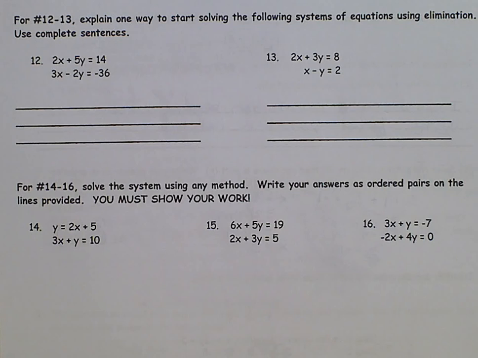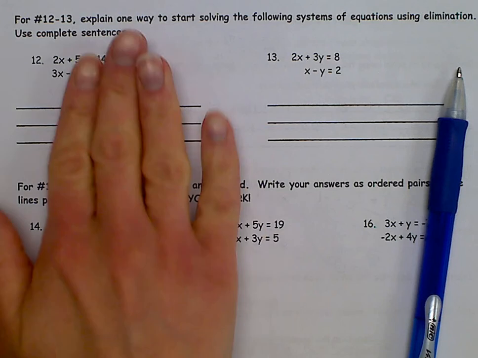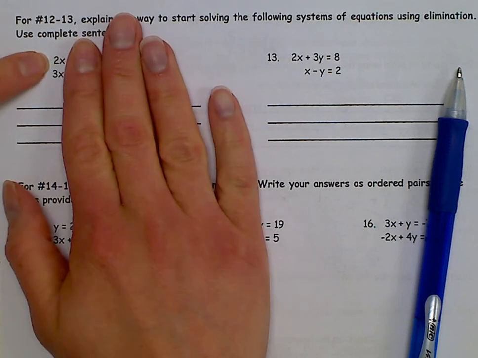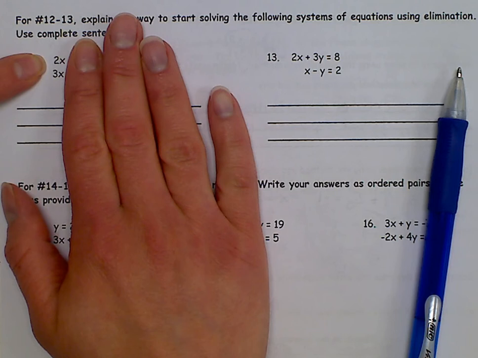In 12 and 13 on the review, it says explain one way to start solving the following systems of equations using elimination. So when we look at number 12, what we want to do is take a look at one of the variables. If I wanted to solve this using elimination, we need the same coefficient but opposite signs. So I could multiply this equation by 3 to get a 6x. If I have a positive 6x here, I would need a negative 6x here. So we would multiply by negative 2. So one option would be to multiply the first equation by 3, the second equation by negative 2.